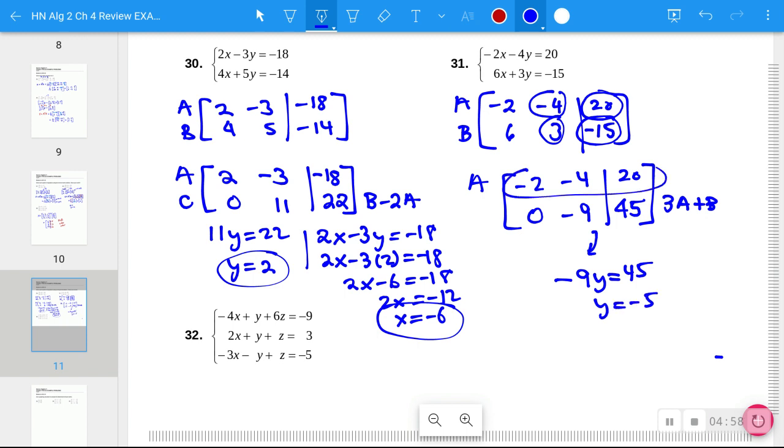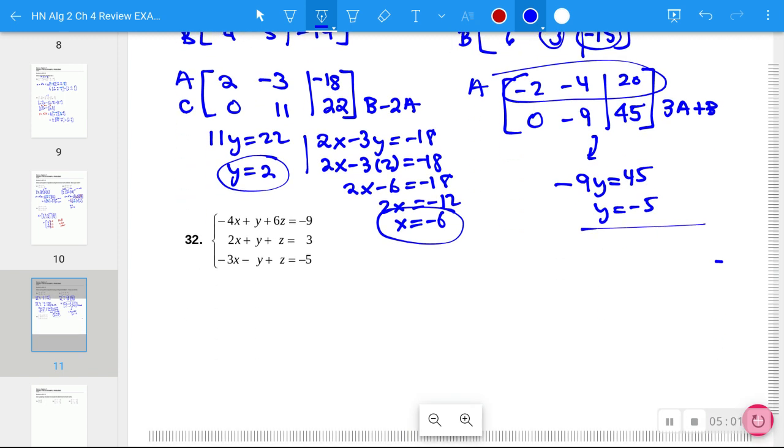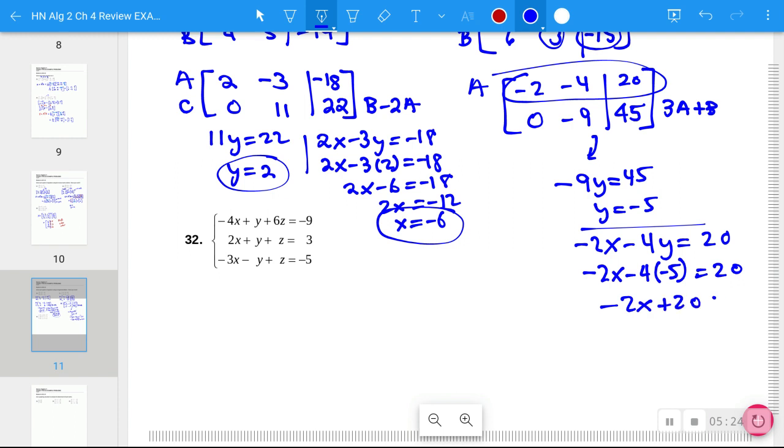So now I'm going to take this line and I'll plug in the information that we just gleaned. In other words, y is equal to negative 5. And that tells me negative 2x plus 20 equals 20. Tells me negative 2x equals 0, taking away 20 from both sides, and the only way this happens is if x equals 0. So 0 and negative 5 are the two answers. And we'll pick up on this 3 by 3 on the next video.